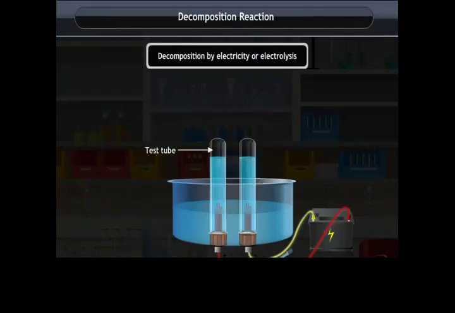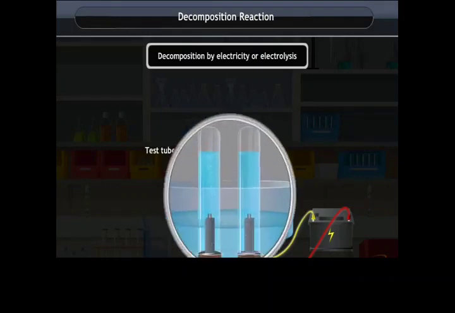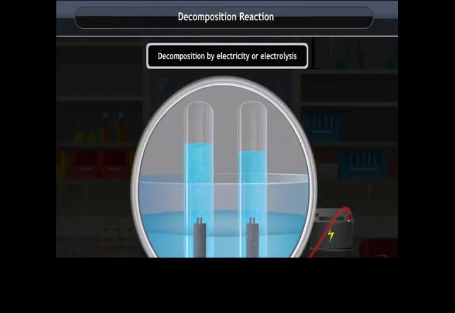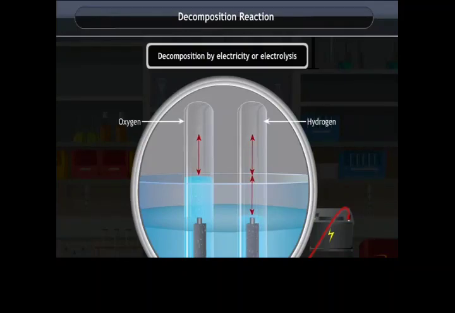Take 2 test tubes filled with water and invert them over the 2 carbon electrodes. Switch on the current and leave the apparatus undisturbed for some time. You will observe the formation of bubbles at both the electrodes, which are collected in the respective test tubes. During the decomposition of water, the ratio of the volume of these gases is 2:1.